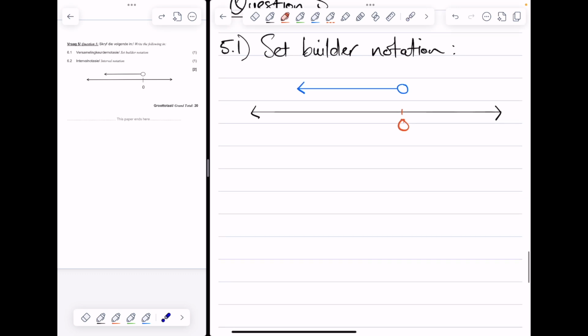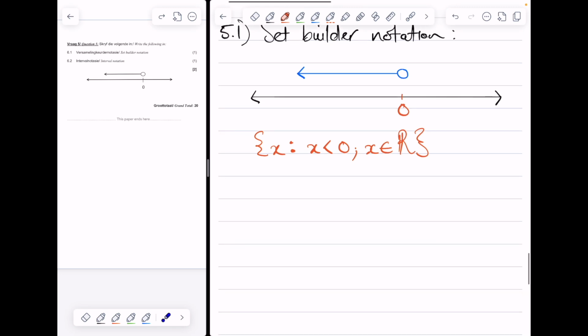Let's choose red. So set builder notation: all values of x such that x is less than, not less than or equal to, just less than 0. And x is an element of real numbers. Why? Because the arrow indicates that it is everything on the number line to the left of 0. So that's set builder notation.